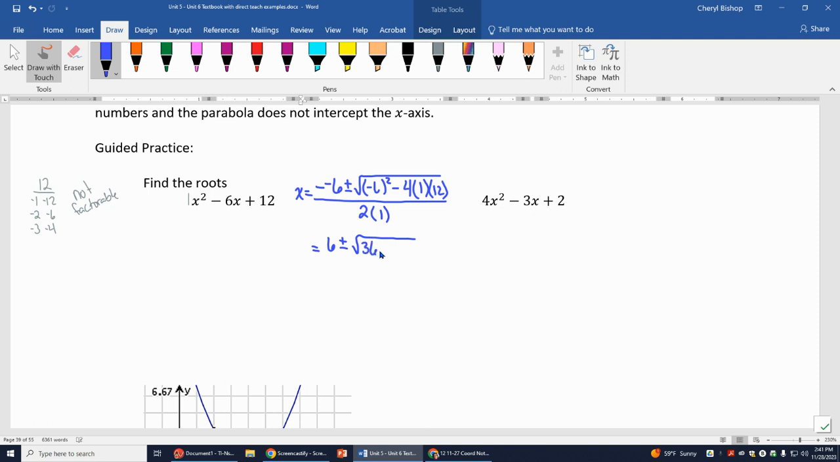36 minus 4 times 1 is 4. 4 times 12 is 48, over 2. So then I have 6 plus or minus the square root of 36 minus 48, which is a negative 12, over 2. So I know this is going to be complex. I'm going to have an i because I have that negative 12.